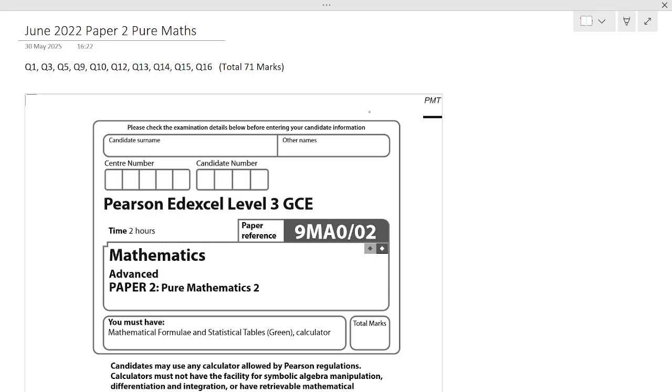So the aim is to go through some of these questions as part of revision. A revision resource, if it helps anyone out. So yeah, that's what we're going to do. So I'm going to just get started, I guess.